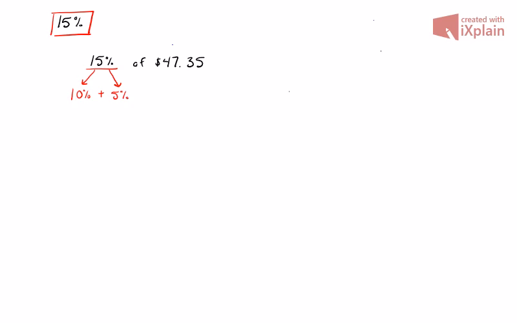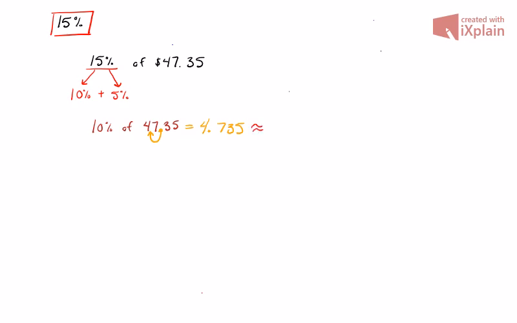The reason why I do this is as follows. I know that 10% of $47.35, we can essentially move things around. So I want to locate that decimal, and I'm going to move it in once. So I know that 10% of $47.35 is going to come out to 4.735. But again, we're dealing with money, so we should probably approximate this.